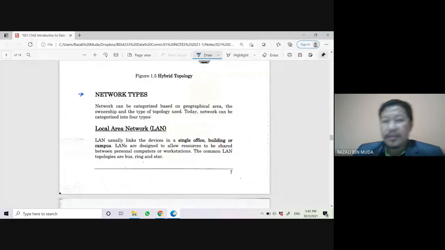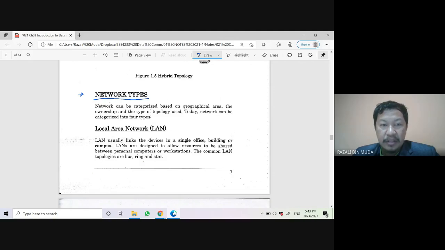Okay, so we'll continue this topic. We will continue our discussion in this topic. We're still in chapter 1 about the terms and terminology in data communication. So, network types. A network can be categorized based on geographical area, the ownership, and the type of topology used.